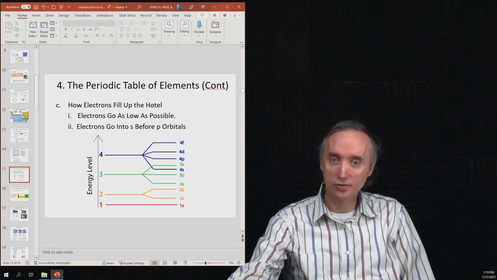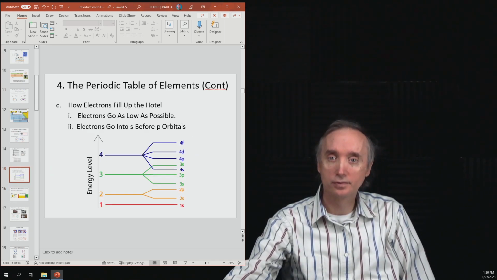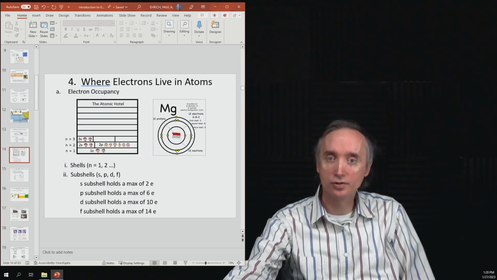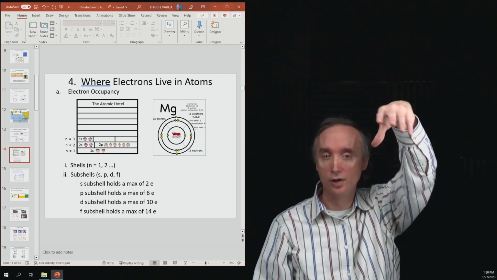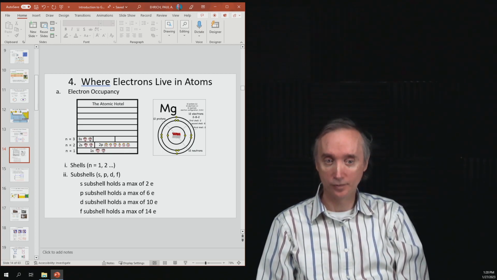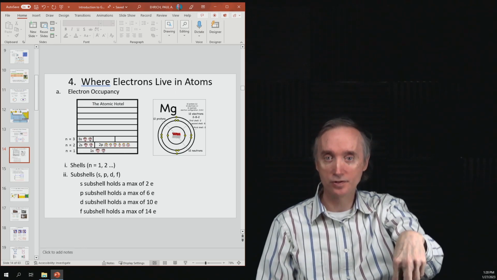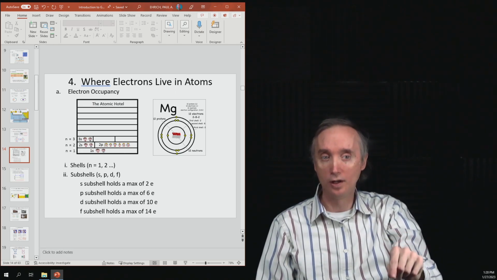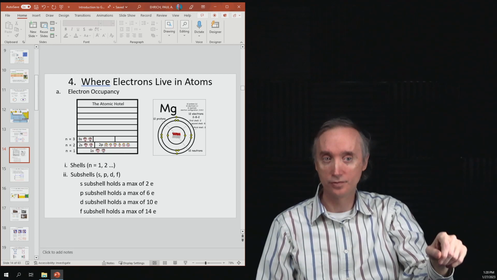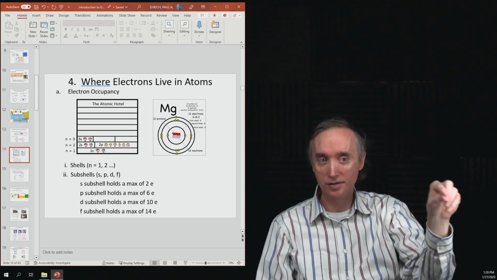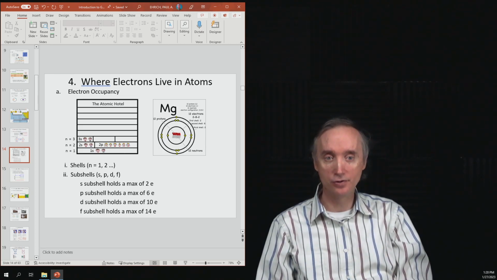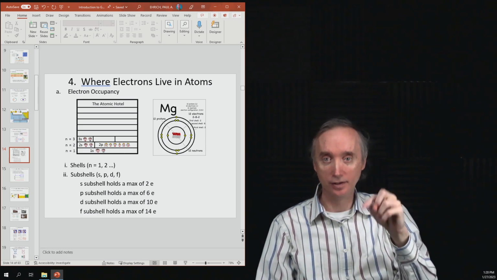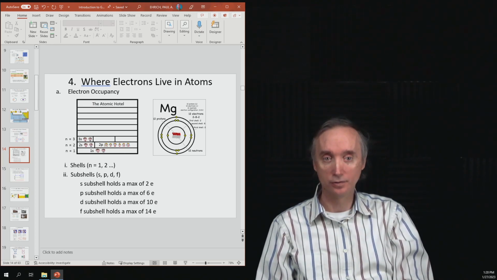Okay, so let's try this. That we're now going to go back to here, and we're going to take 1 electron and we're going to drop it into the hotel. Where's it going to live? Well, it's going to go as low as possible, so it's going to go to the 1s orbital. So it's on floor number 1 and it's in the s orbital. That's hydrogen. So hydrogen has 1 electron and it lives on the 1s orbital.